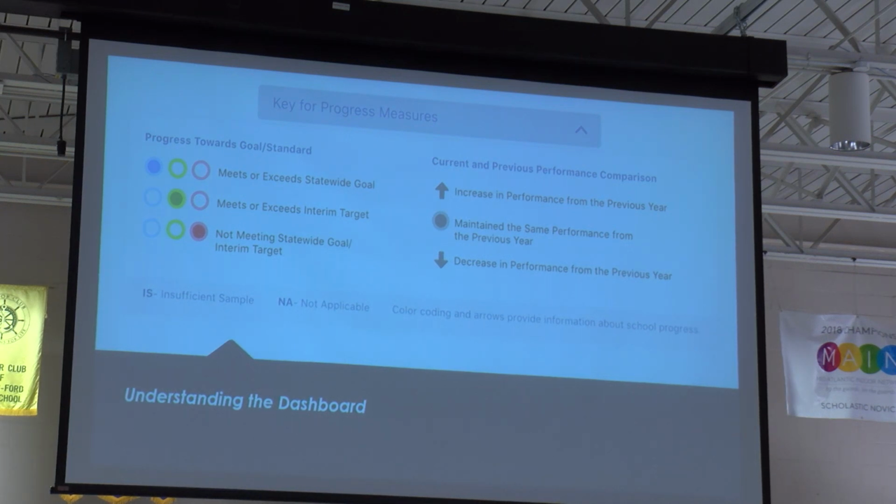When you see red, that is showing that you're not meeting either the statewide goal or the interim goal that's been developed. In addition to the colors, you'll also see an arrow up, which indicates that the data represents an increase from the previous year. A circle represents a relatively maintained achievement from the previous year. And an arrow down represents a decrease in performance. So you'll see a combination of both the colors and the arrows on the next few slides.